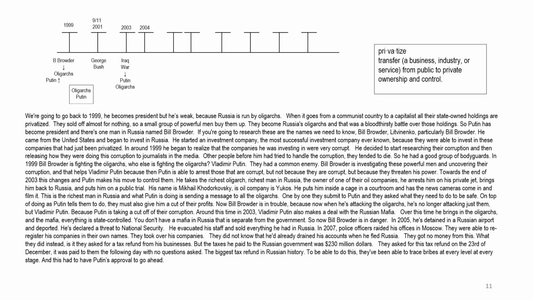But the taxes he paid to the Russian government was $230 million. They asked for this tax refund on the 23rd of December. It was paid to them the following day with no questions asked. The biggest tax refund in Russian history. To be able to do this, they've been able to trace bribes at every level, at every stage, and this had to have Putin's approval to go ahead. Oh, how corrupt.